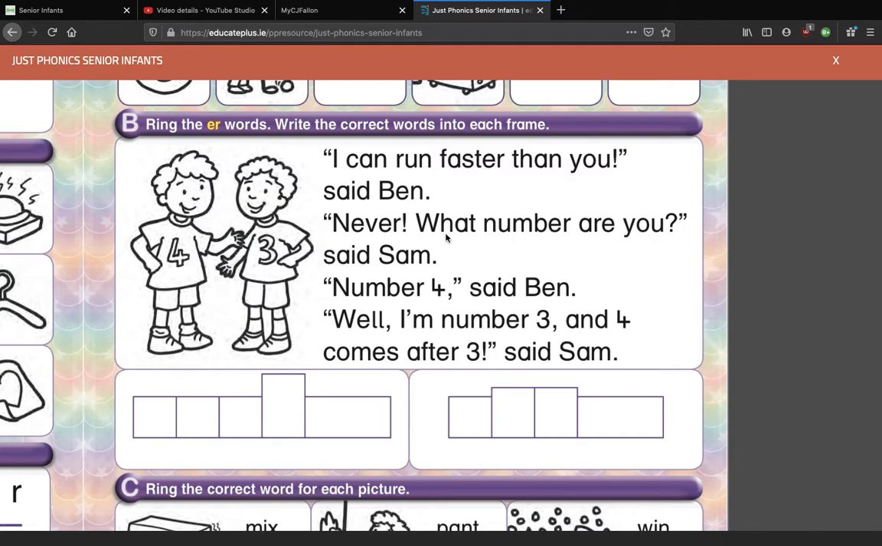It could be faster, it could be never, it could be number, it could be any of these. But I'm going to help you out with the first one. Okay, we've got three tortoise letters. Okay, they're the smaller ones. We've got a giraffe letter, and then we've got the long one. Okay, well, the long one is done for us in both of these.